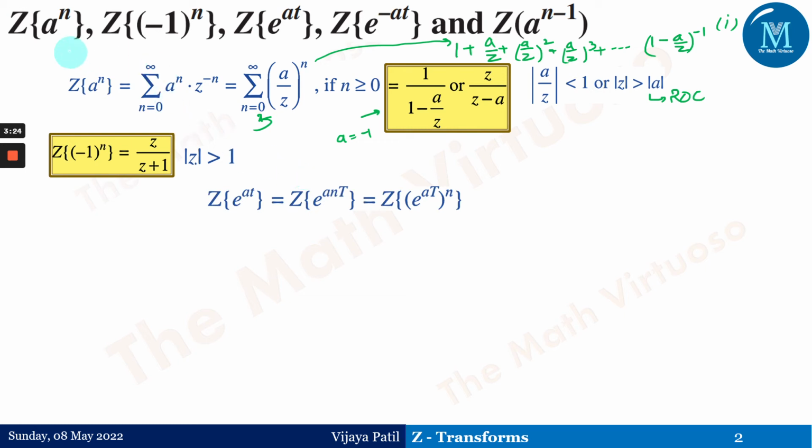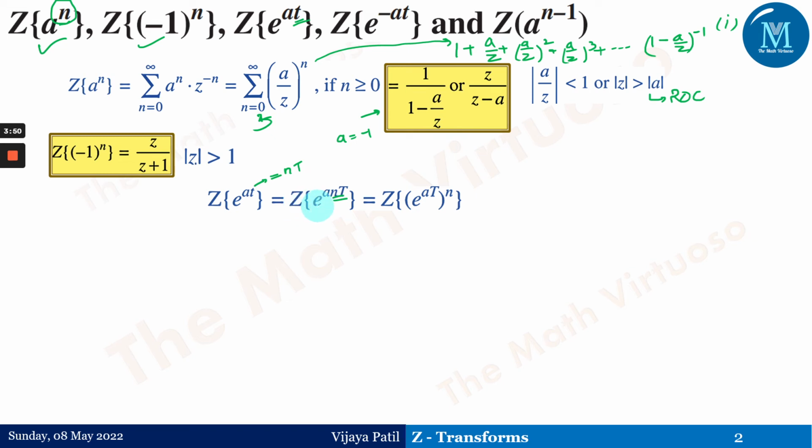Moving ahead with e to the power at. As I've told you, whenever we are going ahead with n, we are going ahead with the sequence, and whenever we are going ahead with at, or a small t, it is nothing but a function. So it's the Z transform of e to the power at. Here t is nothing but n into capital T because of the periodicity.